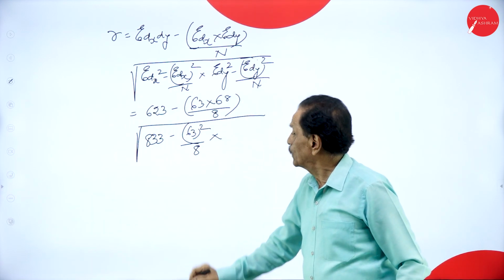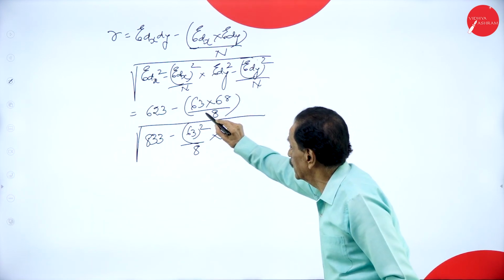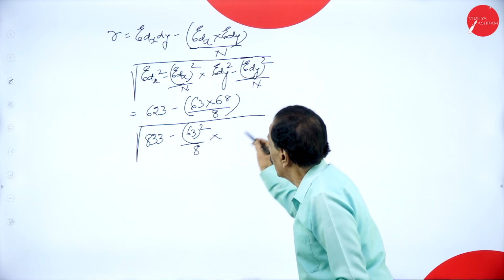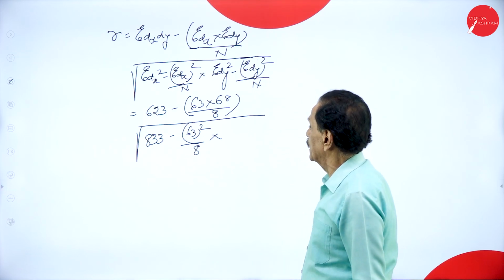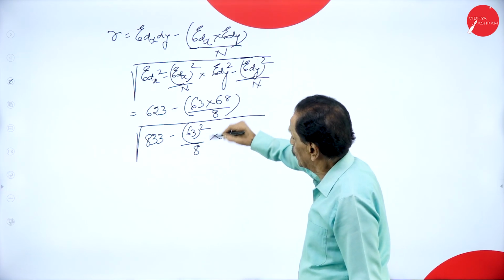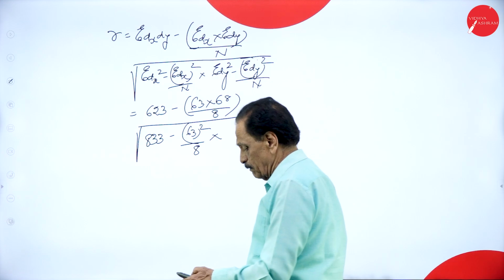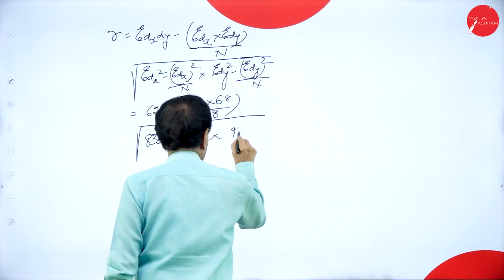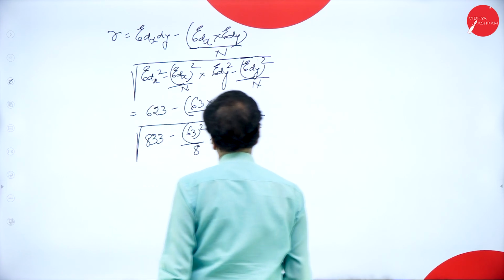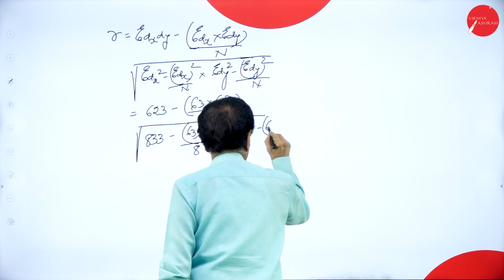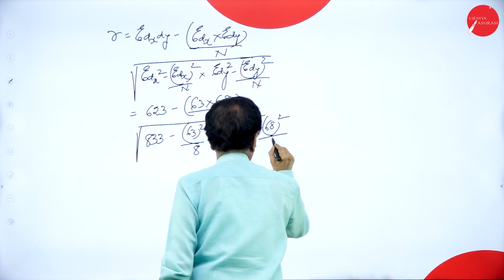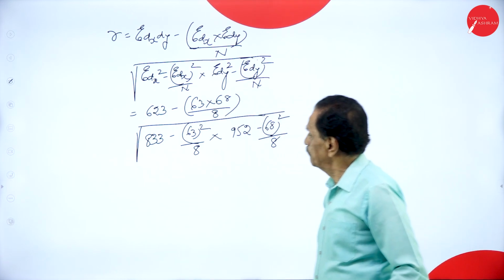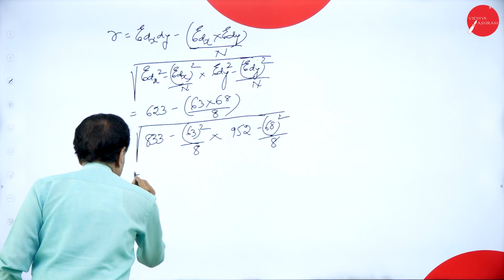So sigma dx dy is 623, minus 63 into 68 divided by 8, divided by root of. Sigma dx square is 833, minus sigma dx whole square, 63 whole square, divided by 8. What is sigma dy square? 952, minus sigma dy, 68 whole square, divided by 8. Simplify now. 623.